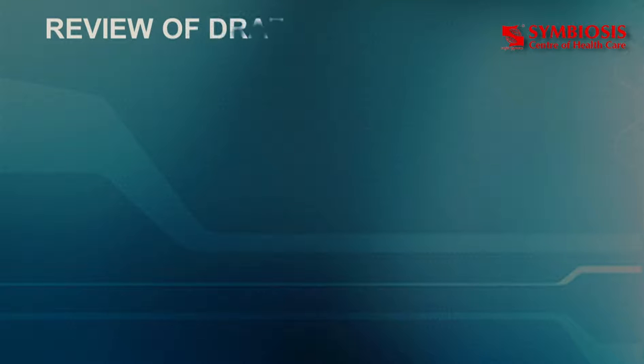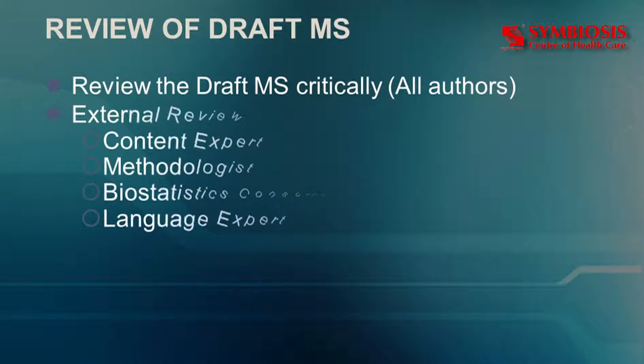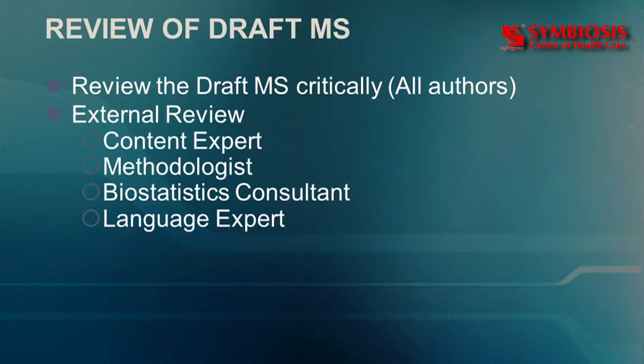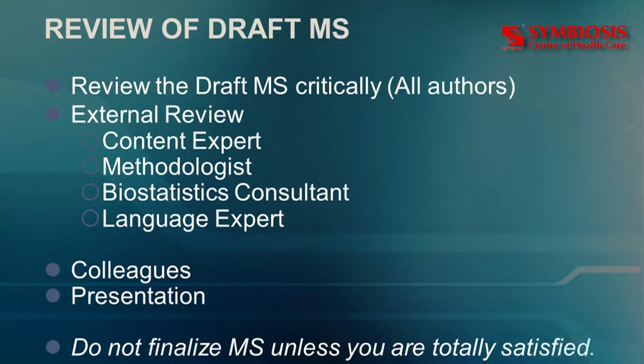Once the review draft is ready, it must be critically looked at by all the authors. You can also ask for external review at your own end. You can request a content expert to look at your paper. You can ask methodologists to look at the methods and statistics section. You can even look for a biostatistician who can provide inputs on statistical issues related to a particular paper. A language expert can be consulted for the language of the paper. You can ask your colleagues also. Sometimes you can make a presentation of the manuscript, so that you have everything covered before finalizing. Do not finalize the manuscript unless you are totally satisfied.